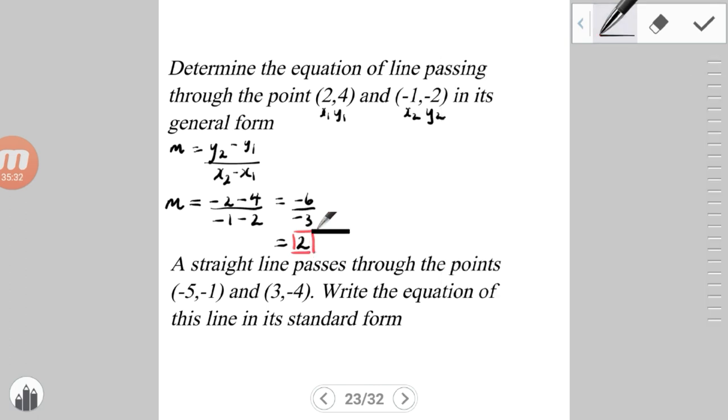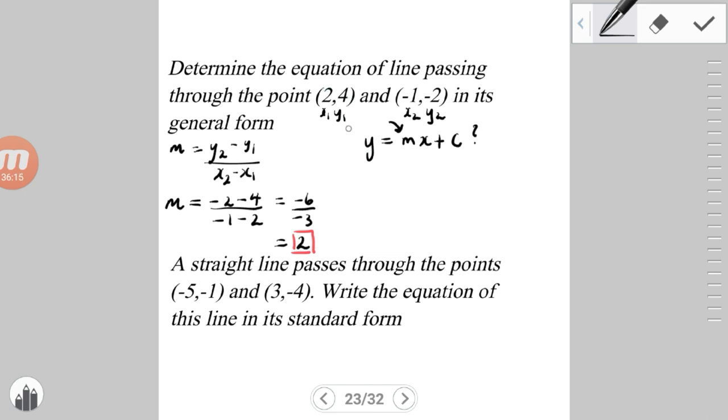Now that we have the gradient, as mentioned before, the general equation is y equal mx plus c, and we've just calculated m, and now we're looking for c. As mentioned, you can use any pair of points to substitute for y and x. If we choose to use this pair, that would be entirely up to us, and if we choose to use this pair, that's entirely up to us. I normally stick with a routine where I simply use my x1 and y1 values as my pair.